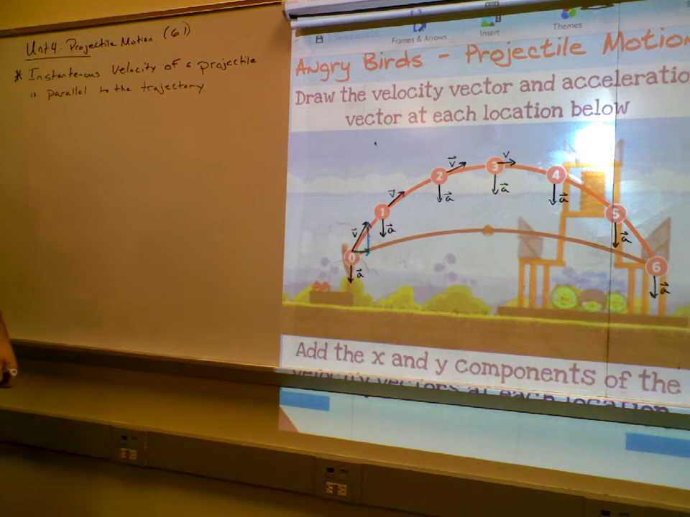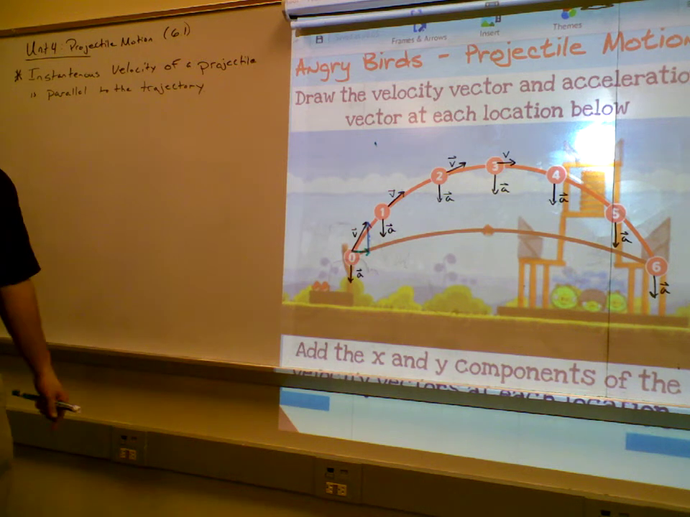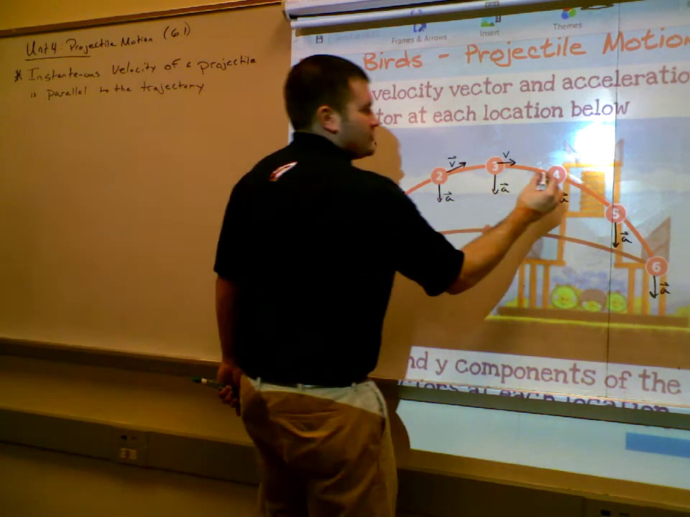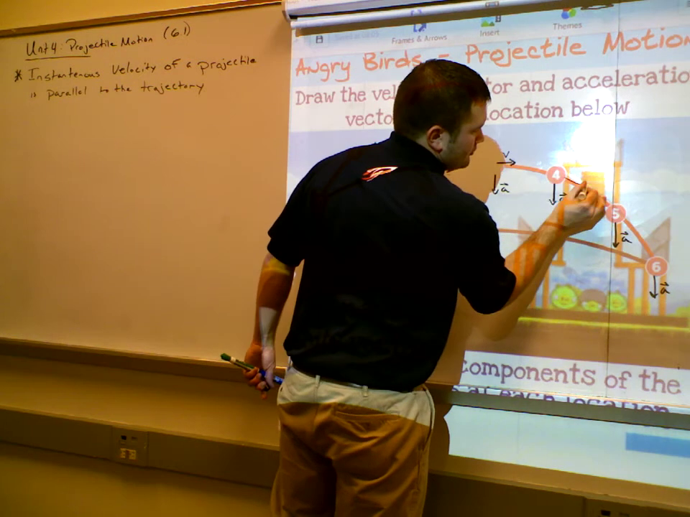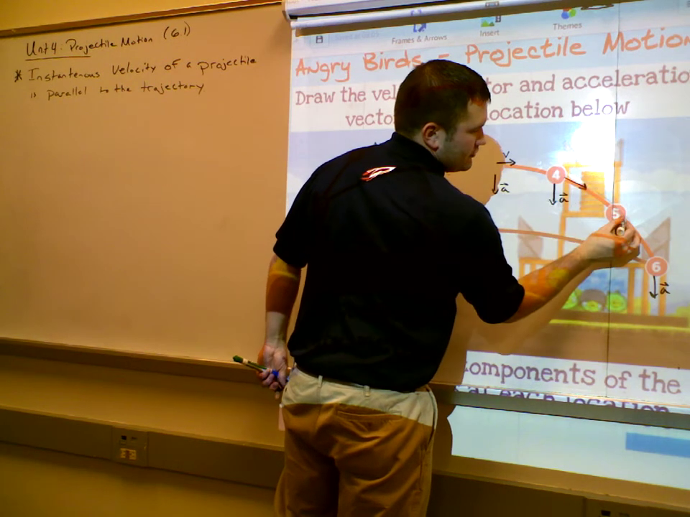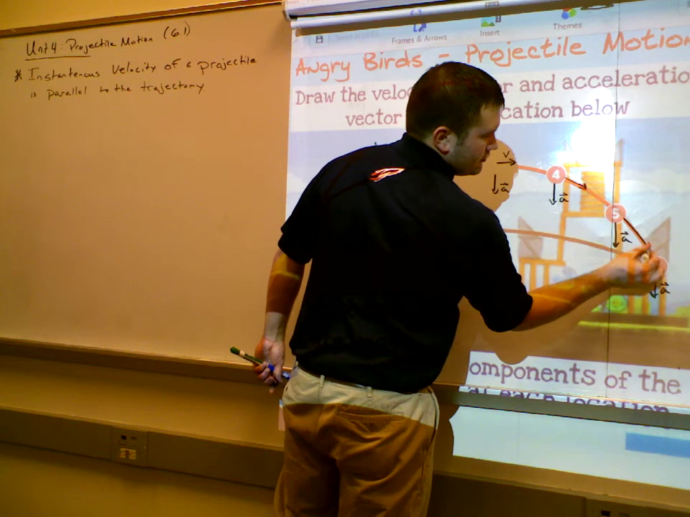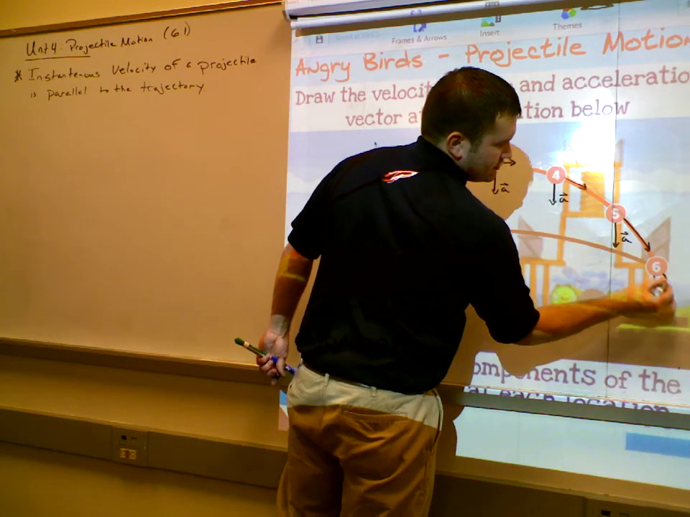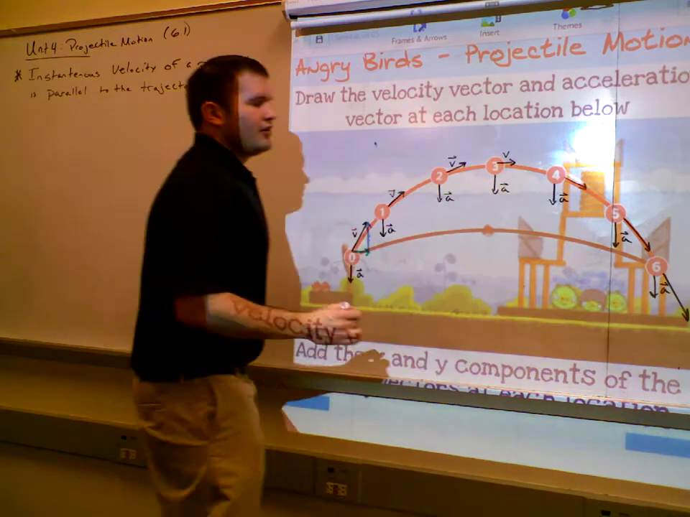Okay. At 4, what happens now? It gets larger and points downward. Good. 5, same thing. 6, large and completely downward.